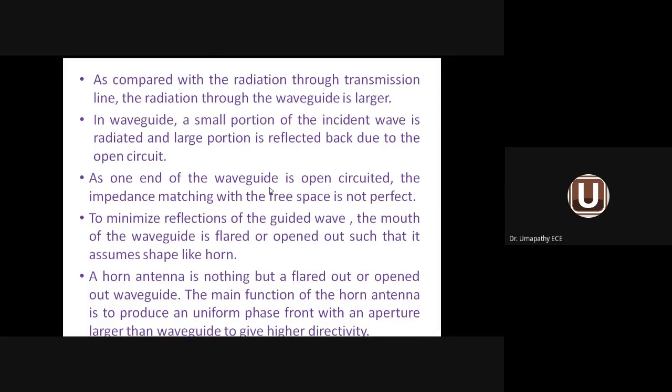As one end of the waveguide is open circuited, impedance matching is not perfect. To minimize the reflection, the mouth of the waveguide is flared or opened out so that it assumes the shape of a horn. So when I do flaring at one end of the rectangular waveguide, it becomes a horn antenna. So this is how a rectangular waveguide becomes an antenna. To convert a waveguide to an antenna, at one end you feed the signal, and the other end, you flare the mouth of the rectangular waveguide into a larger opening. In such a case, it becomes an antenna. That antenna is said to be a horn antenna.